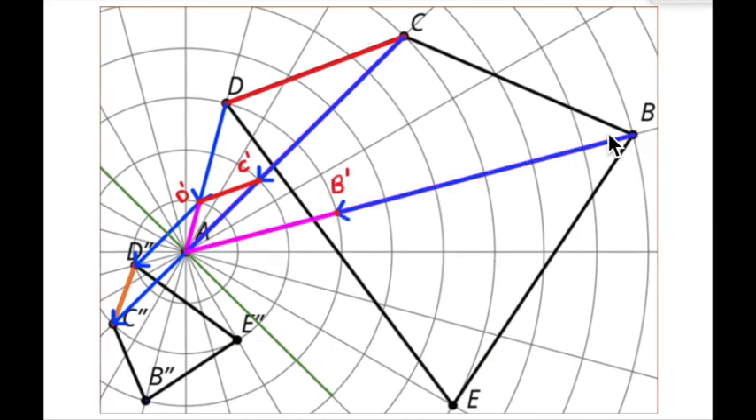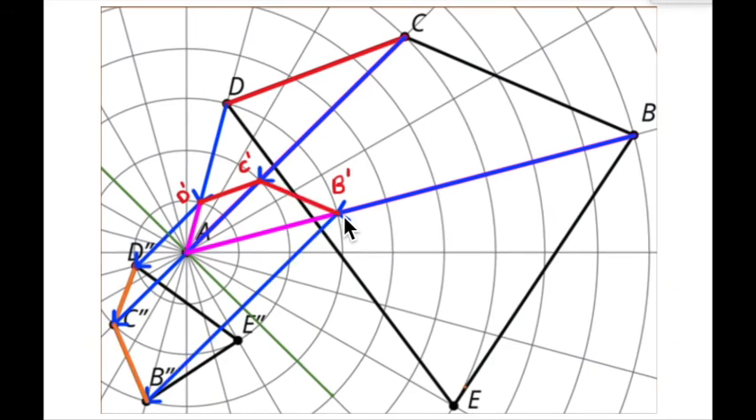B is scaled 1/3. So from point A, that's the center of dilation, 1/3 of this distance is the distance right here. So this is 1/3, 2/3, 3/3. So every 3 circles is a third in this case. That brings point B prime to right here.